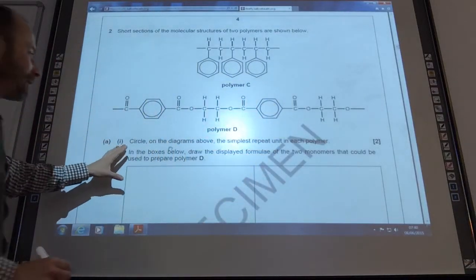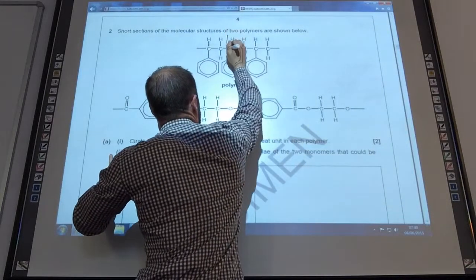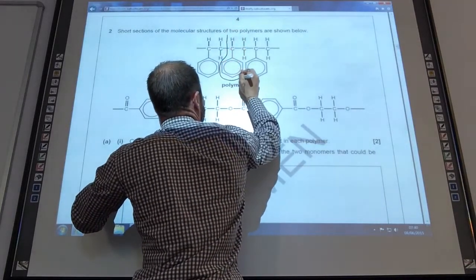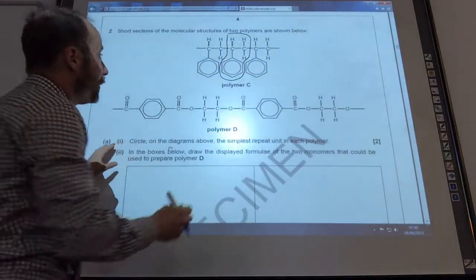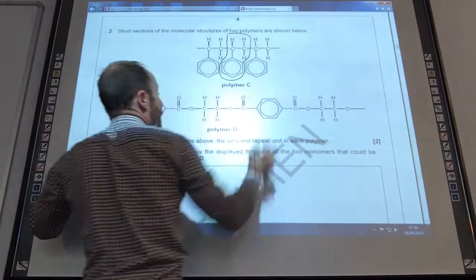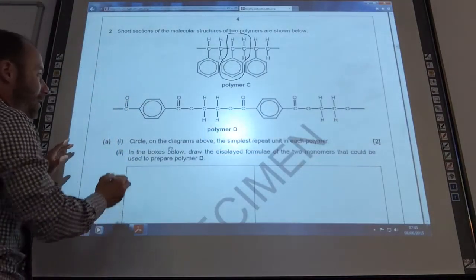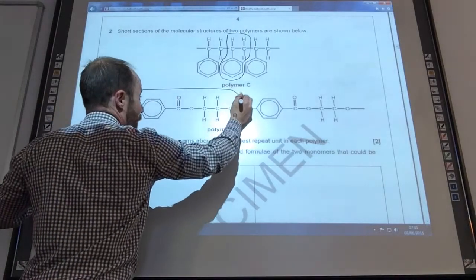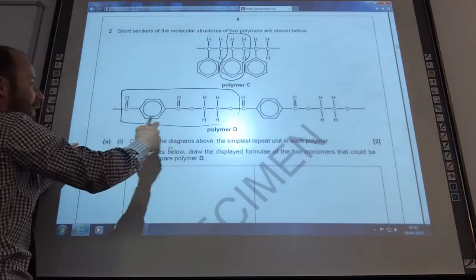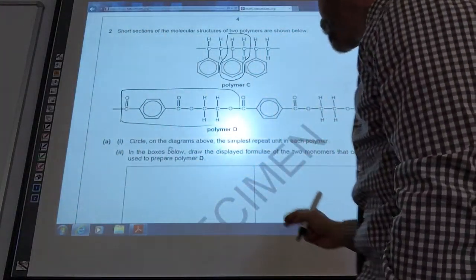First thing I have to do, which is not the easiest thing to do, is identify the repeat unit. Hopefully you can see that this is the repeat unit for the top one. For the next one, you're looking for where it goes, so if I do that bit there, hopefully you can see that you can just repeat that bit along there.